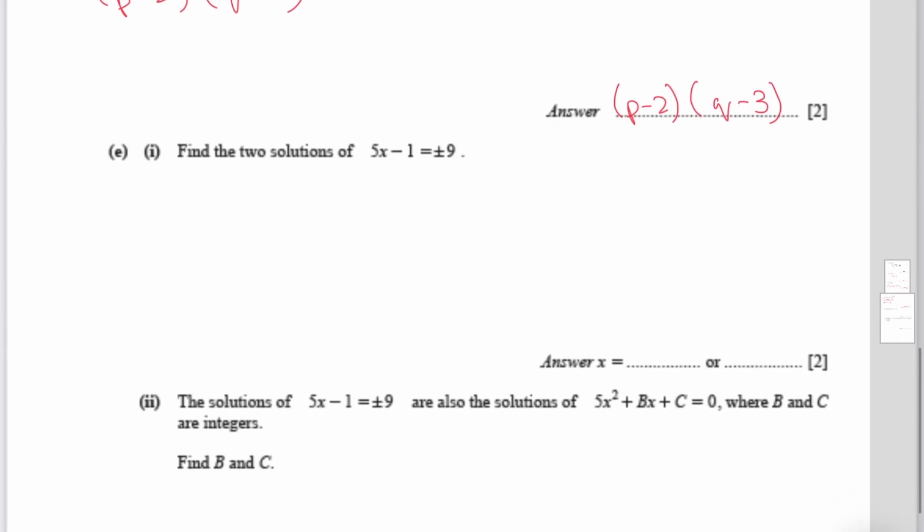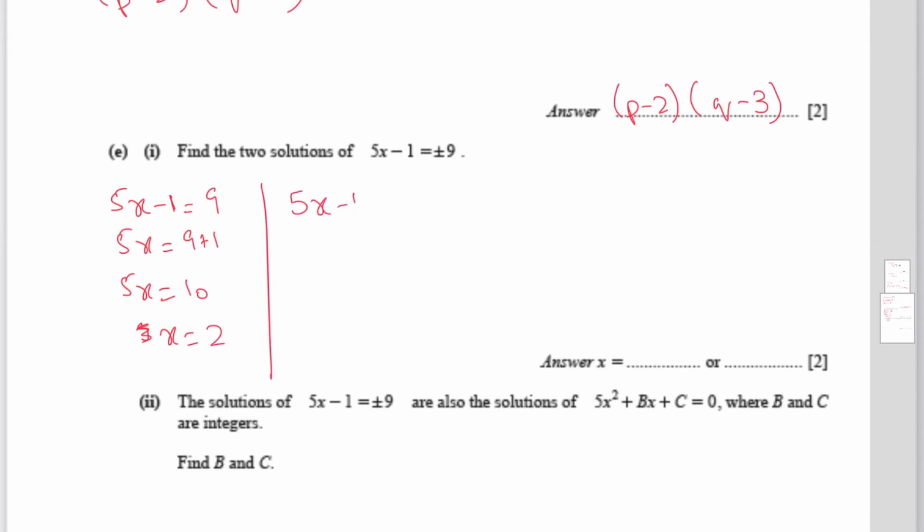The next part says find the two solutions of 5x minus 1 equal to plus minus 9. That means you have to use plus 9 and negative 9 simultaneously. Okay, so first we use plus 9. So we have 5x equal to 9 plus 1 which becomes 10. So 5x equals 10. So x equals 2. That's one of the values. Let's see what the other value is.